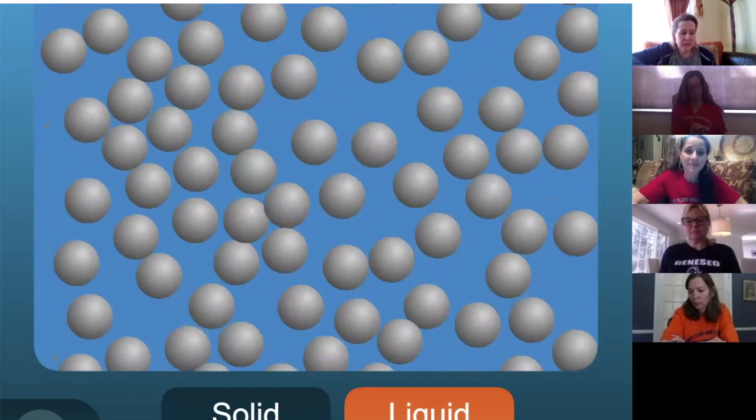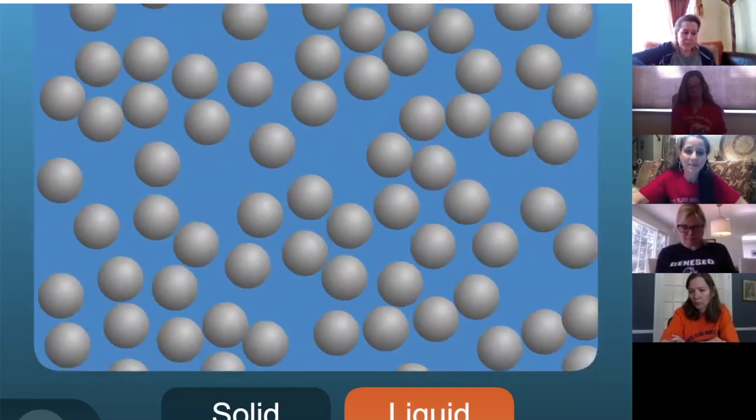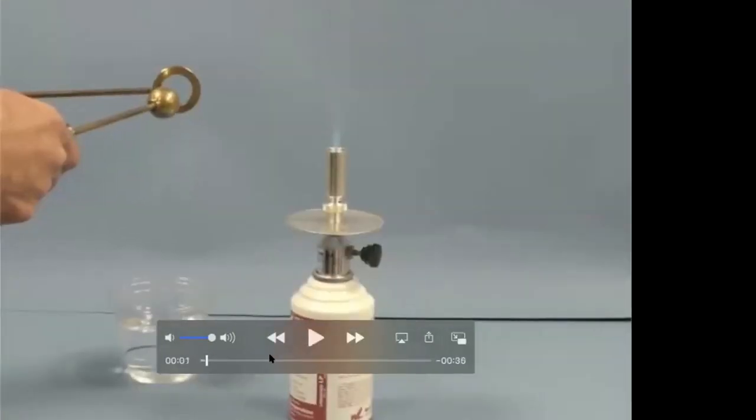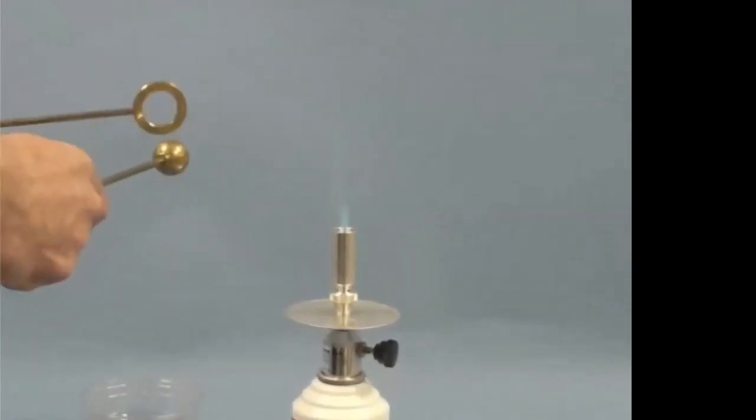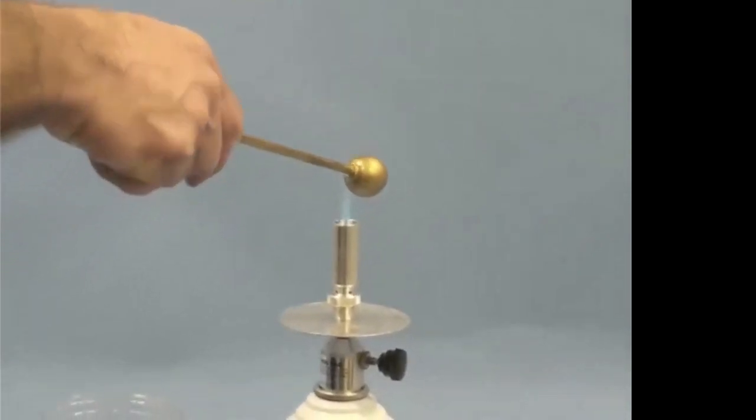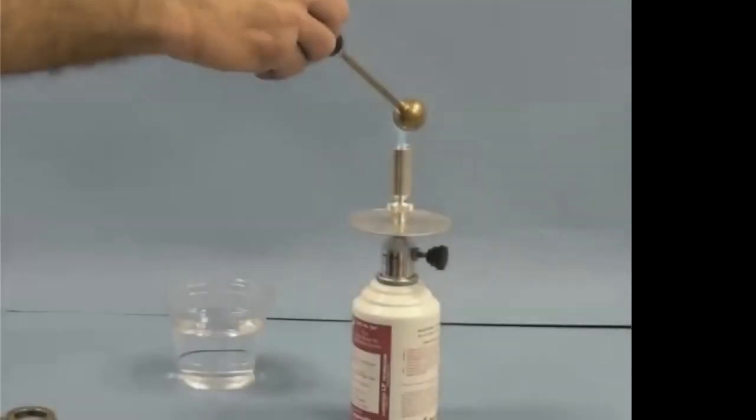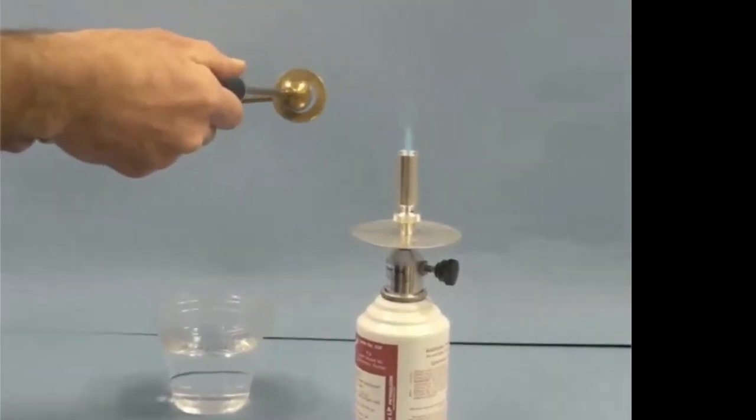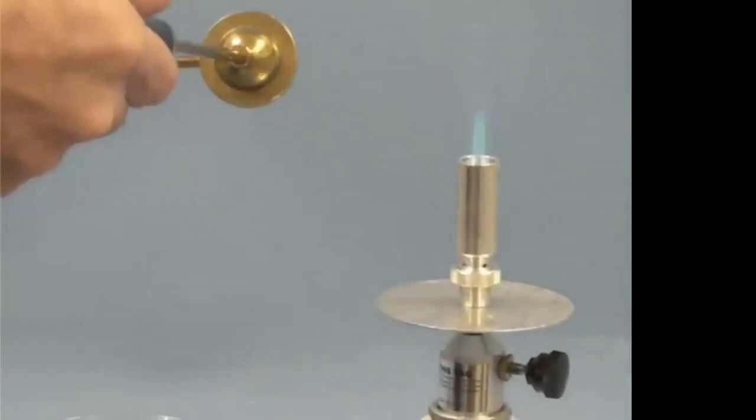Let's look at a demonstration involving a metal ball and ring. This will show us how heat causes atoms to spread further apart. This will also show us how cooling causes the atoms to get a little closer together. So here we have the metal ball and ring. And you can see how the metal ball passes through the ring really easily. Now it's going to be heated. What do you think is going to happen? Why do you think that the ball won't fit through the ring?